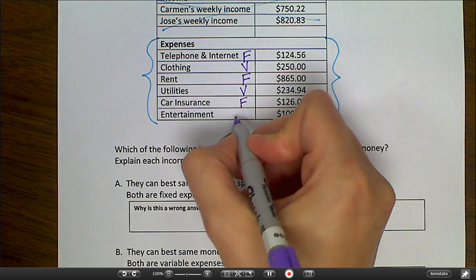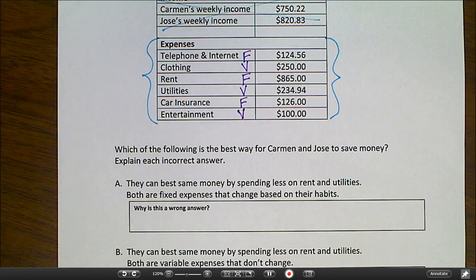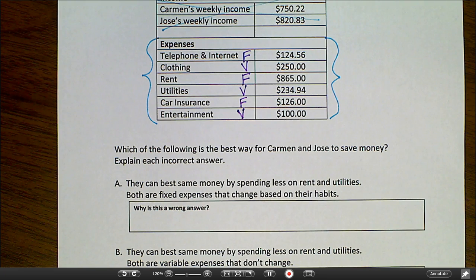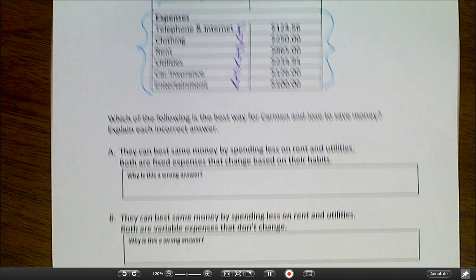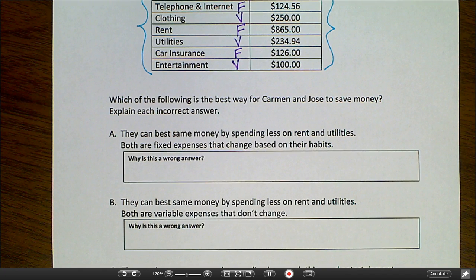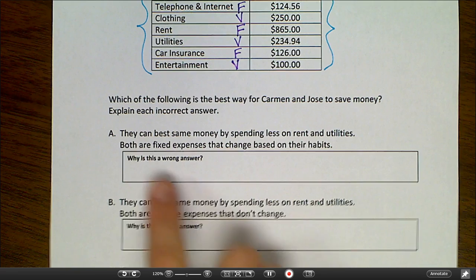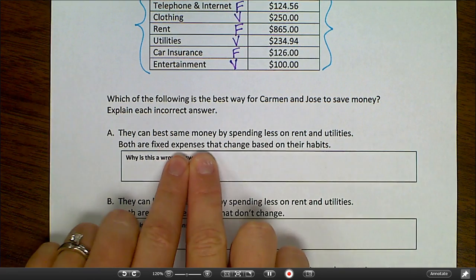And entertainment is variable because, if I'm really struggling to make it, one place that I can cut is my entertainment budget. So some months I spend a lot on entertainment, some months I don't. So let's look at each of these answer choices. All right, what's the best way for them to save money? A, they can best save money by spending less on rent and utilities. Okay, maybe. Let's look. Both are fixed expenses. All right, well, let's check that.